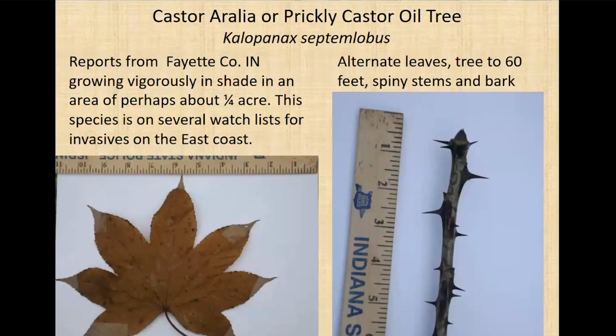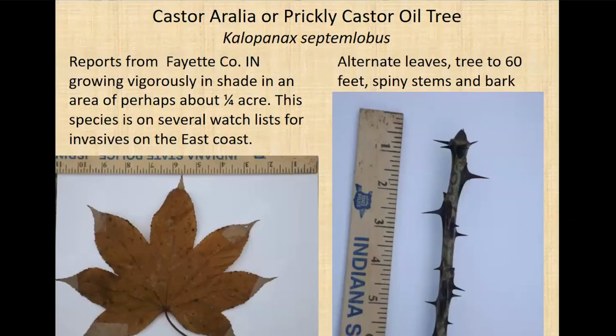And we have some other potential bad actors starting to emerge on the landscape. Not widely spread yet, but definitely ones we want to keep an eye on. About 3 or 4 years ago, district forester Jason Waterman in southern Indiana, Fayette County, was looking at his property and ran into about a 1/4 acre of this particular plant that was later identified as castor aralia, or prickly castor oil tree. This tree is in the ginseng family, but actually gets to be quite a large tree, 50, 60 feet tall.